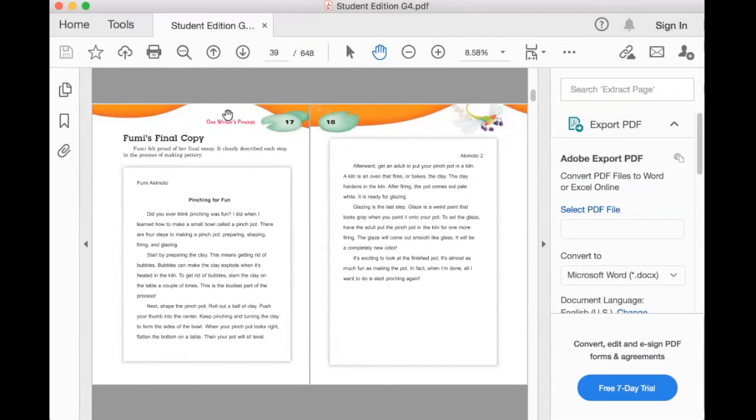Next, shape the pinch pot. Roll out a ball of clay. Push your thumb into the center. Keep pinching and turning the clay.